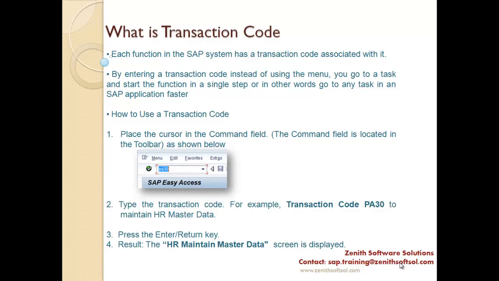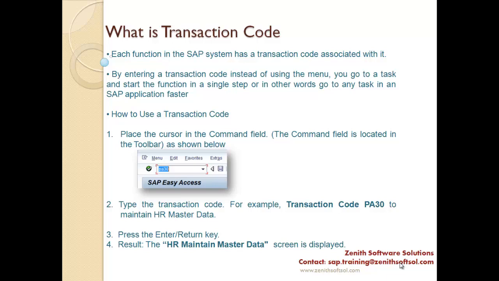So what is transaction code? Each function in the SAP system has a transaction code associated with it. By entering a transaction code, instead of using the menu, you go to a task and start the function in a single step. Or in other words, you go to any task in an SAP application much faster.